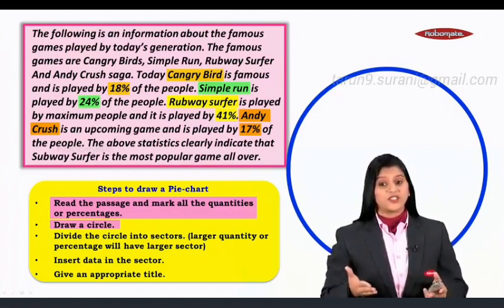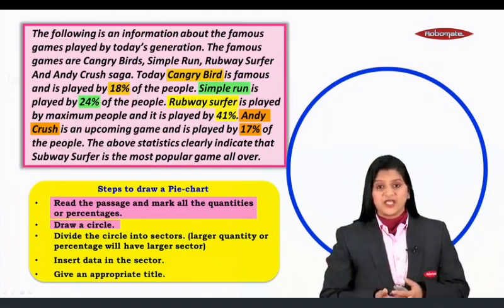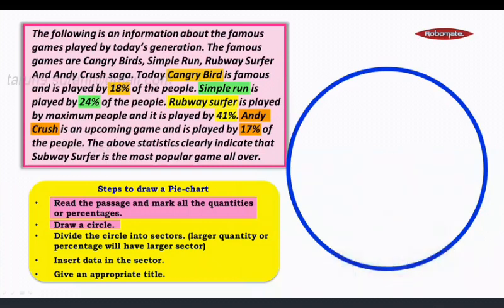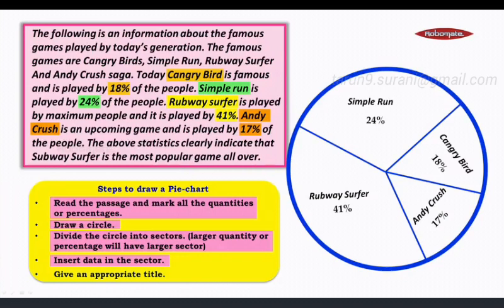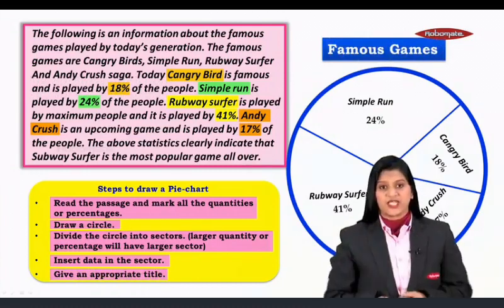Okay. Now, once you have drawn the circle, the next step is divide the circle into sectors. Larger quantity or percentages will get larger sectors. That is 41% will get the largest sector, whereas 17 is the lowest, so the smallest sector. Alright, so you draw all the sectors according to the percentages or quantities. Insert data in the sector. Okay, now whatever information has been given to you, for example, Rubway Surfer, 41%, Simple Run, 24%, so on, you put all the information in your circle, okay? And then in the end, the last step is give an appropriate title. That is, you will have to put a heading.